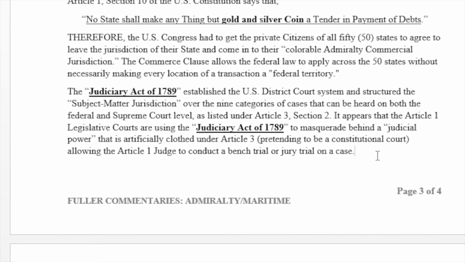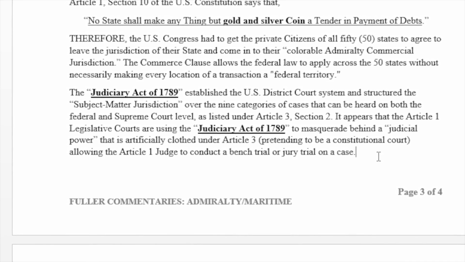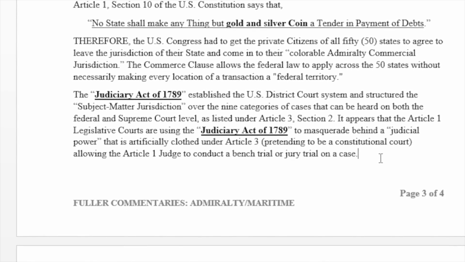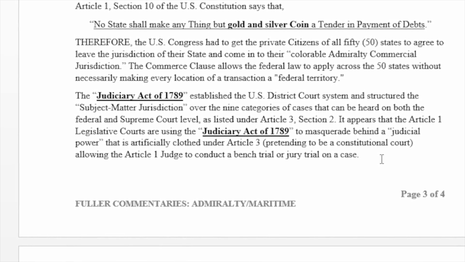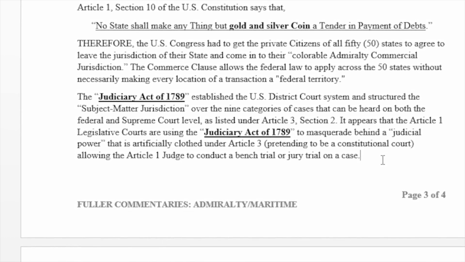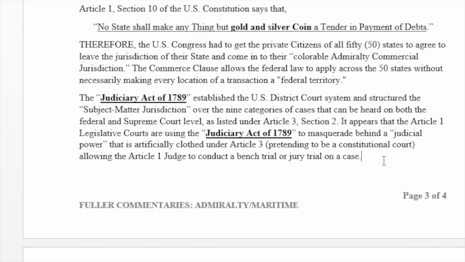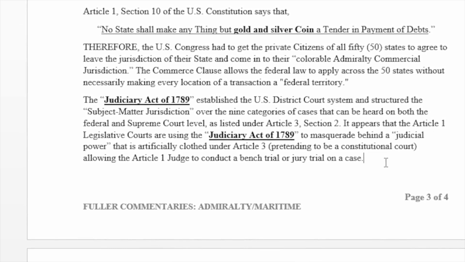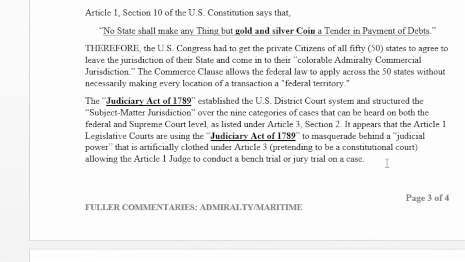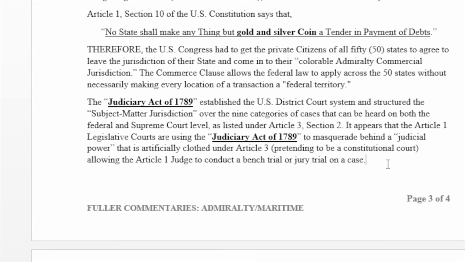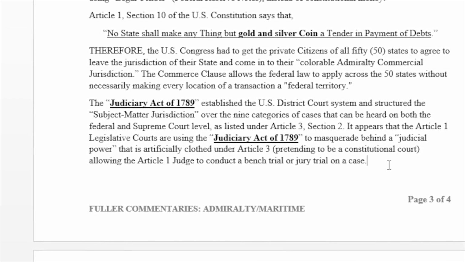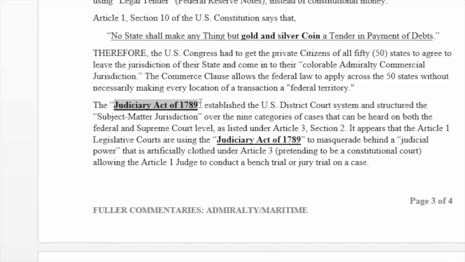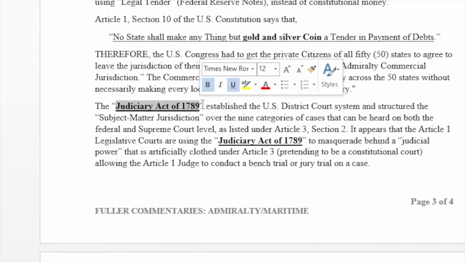This next part's pretty important. The Judiciary Act of 1789 established the U.S. District Court system and structured the Supreme Court. It also structured the subject matter jurisdiction over the 9 categories of cases that you're going to find in Article 3, Section 2. Those cases can be heard on both the federal level and brought up to the Supreme Court level. They had to find a way to structure, well, what are these 9 cases? What are they about? They're just talked about in Article 3, Section 2. But they needed to know what they were actually about. So they have this Judiciary Act of 1789 to fill in the gaps.